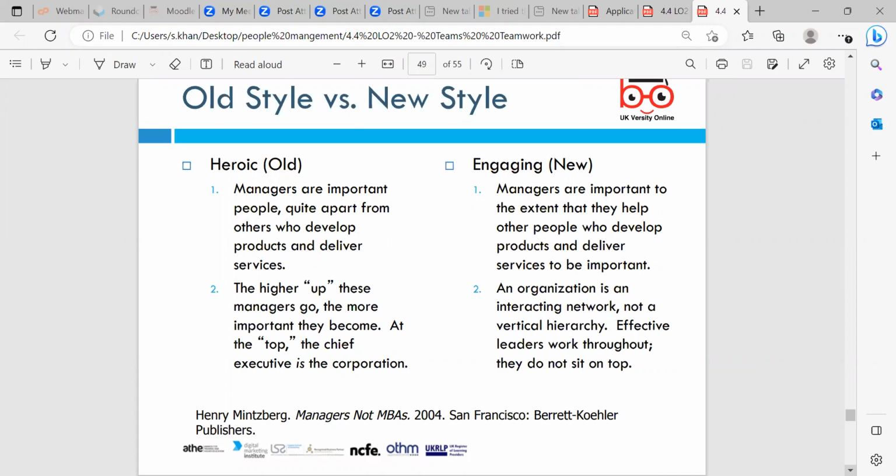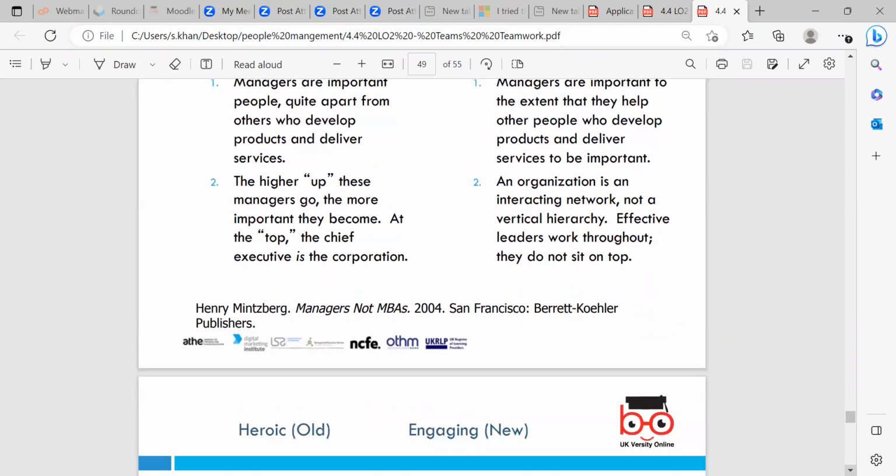And number two, an organization is an interacting network, not a vertical hierarchy. Effective leaders work throughout, they do not sit on top. And the reference for this is Henry Mintzberg, Managers Not MBAs, 2004, San Francisco, Berrett-Koehler Publishers.